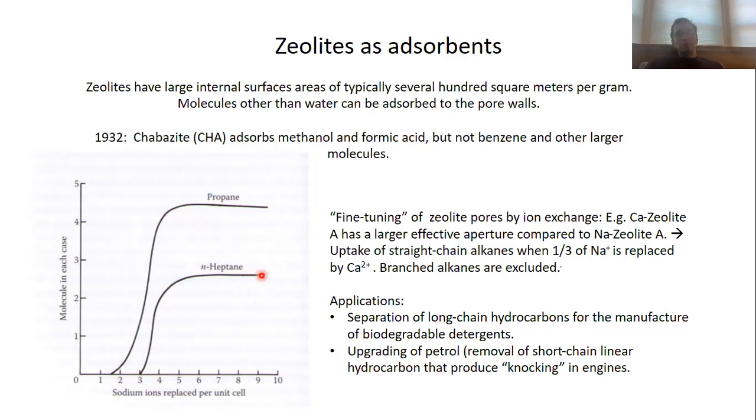Okay, so this kind of property has many applications. So for instance, you can separate long chain carbons for the manufacture of biodegradable detergents, or you can upgrade gasoline, so you can remove short chain linear hydrocarbons from branched ones that produce knocking in the engines.